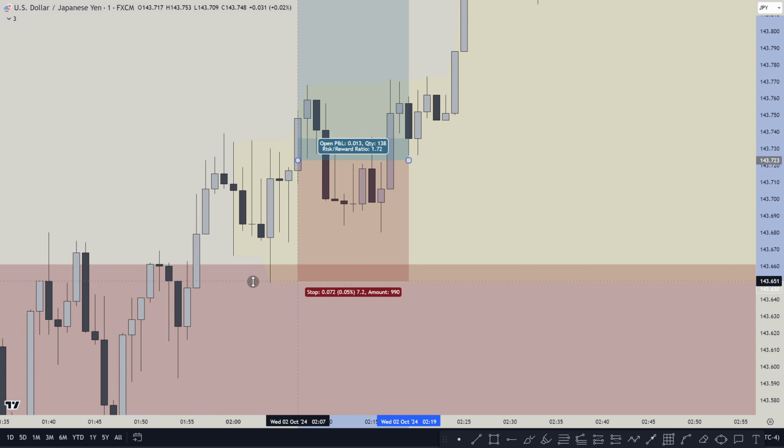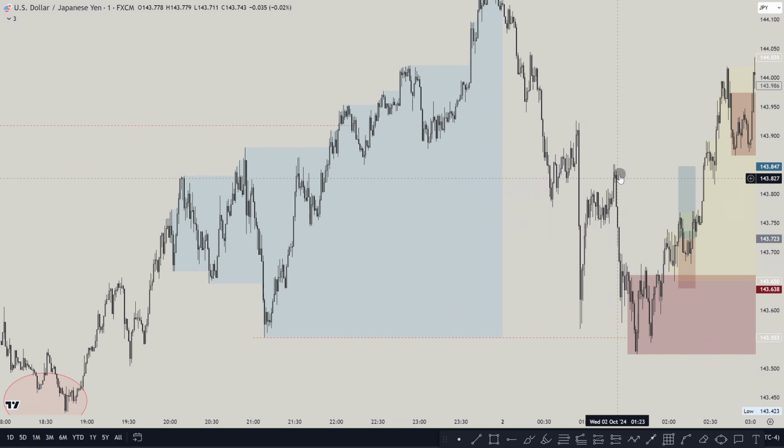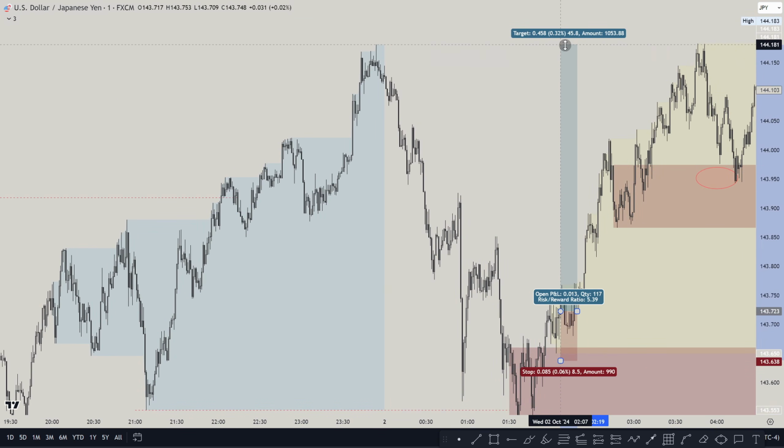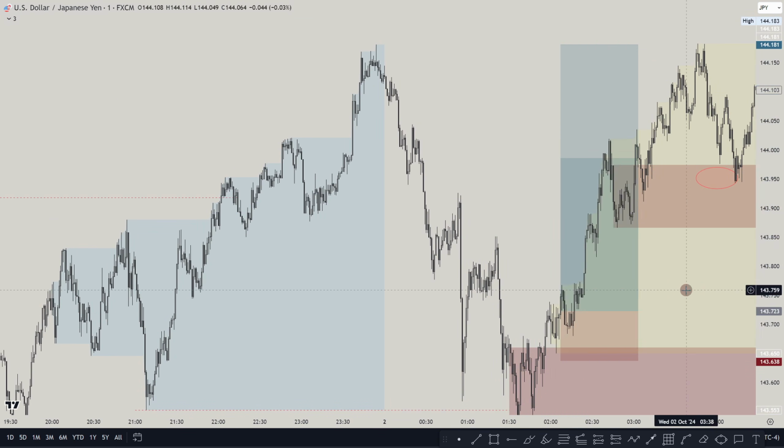Stop loss, you see this low here because we fill a fair value gap, and then we come also to this order block on the lower time frame. We could have put it below that low and then target the next high on the 15 minute, which is this one. That is 5 to 1.